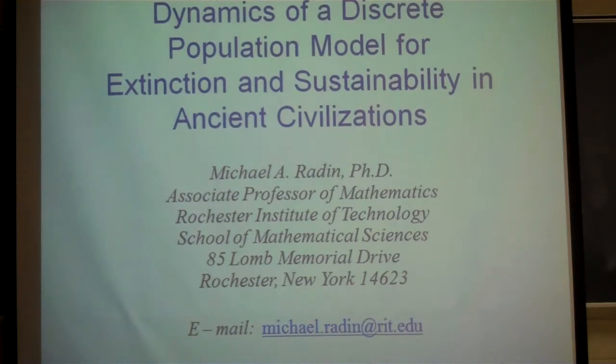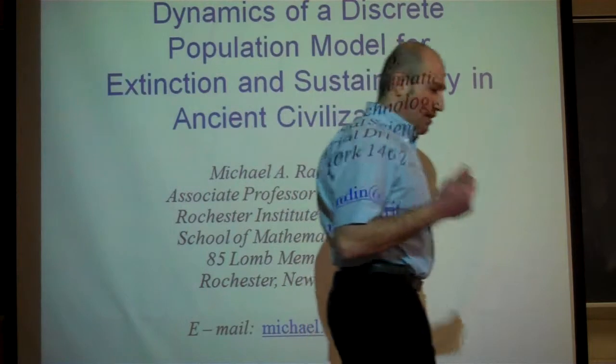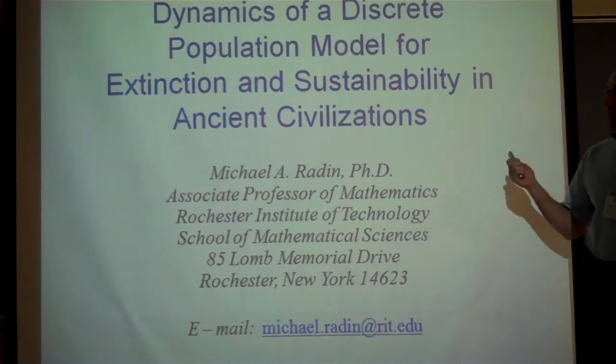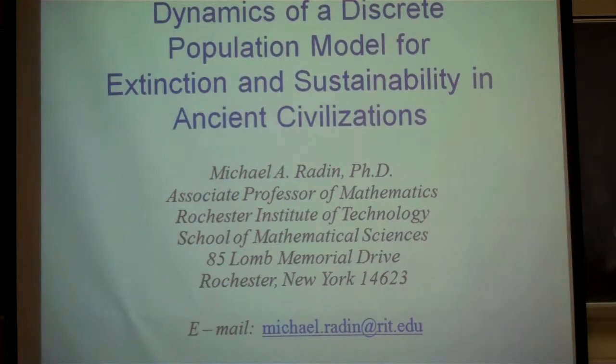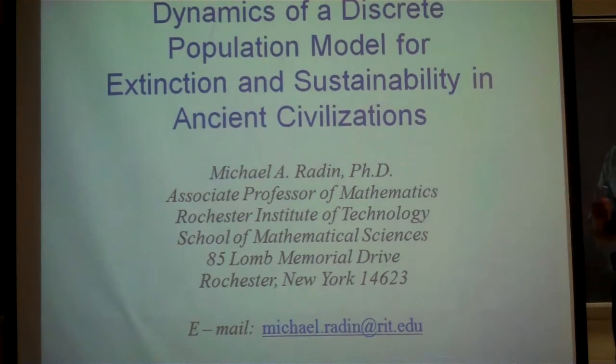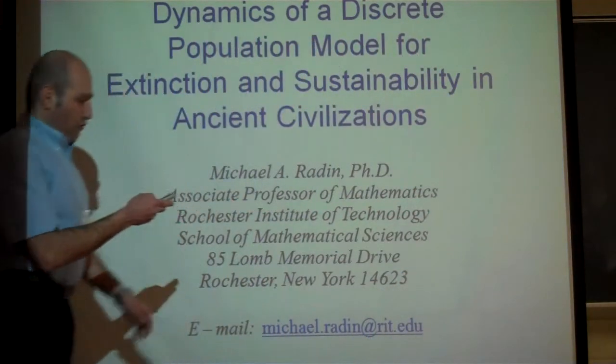I only have 20 minutes, so we're going to discuss dynamics of a discrete population model for extinction and sustainability in ancient civilizations. This has been an ongoing project. I've been working together with my colleagues Bernie Brooks, Tomasz Wiant, and Bill Basner from Rochester Institute of Technology. Also, I'm only going to be speaking about extinction. My colleague Harold Hastings will be speaking to us about extinction and survival, which we've been recently working on, and also other extensions, such as migration. There have been many other projects I've been working on that started from this.